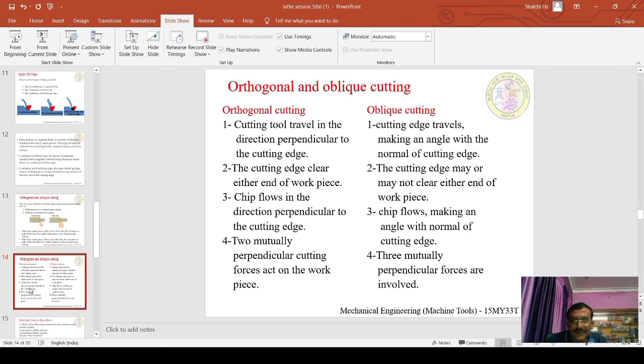In this class we discussed the cutting tool nomenclature, the single point cutting tool, and the orthogonal and oblique cutting. These are very important and are followed in workshops also to produce components at various stages and levels. That's all about the difference between orthogonal and oblique cutting.